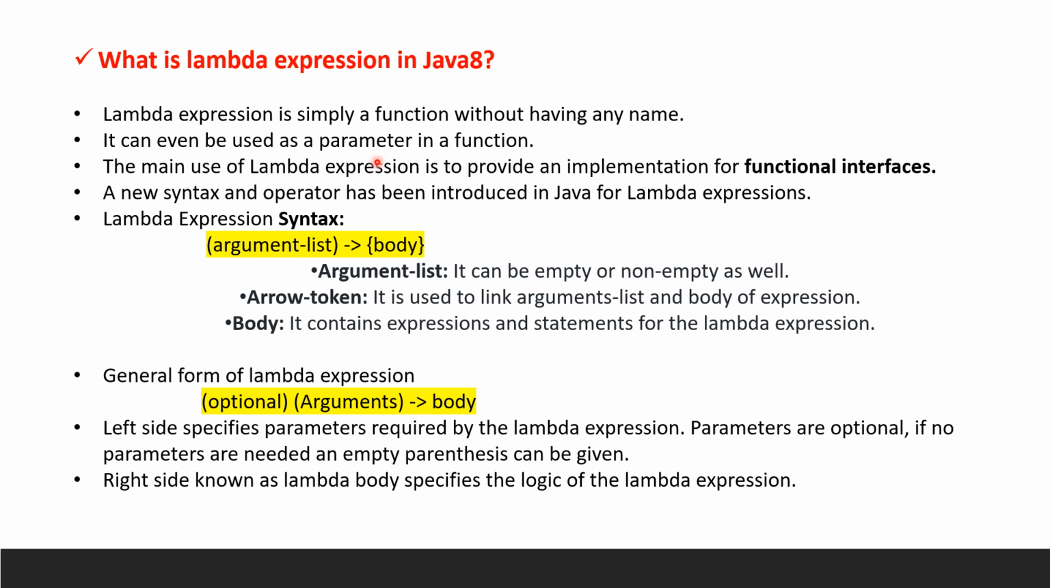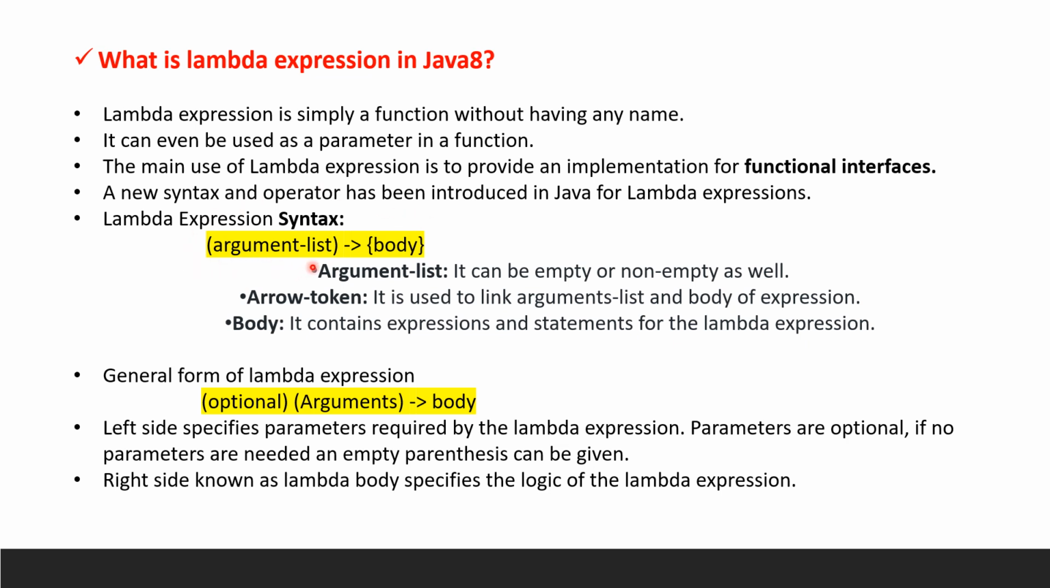So why has this been introduced in Java 8? The main usage of the Lambda expression is to provide an implementation for the functional interfaces. So now you can understand why I have covered these two features in one video. Basically, these Lambda expressions provide the implementation for the functional interface. In the upcoming slides we will see what the functional interface is, and what the syntax for this Lambda expression is.